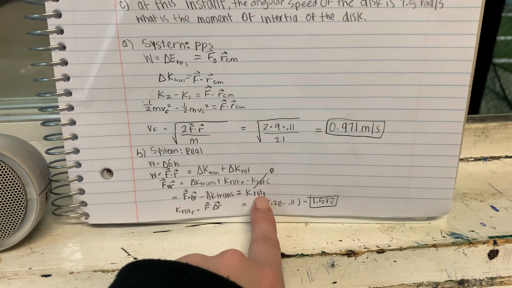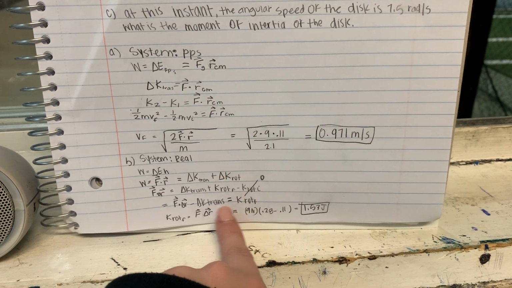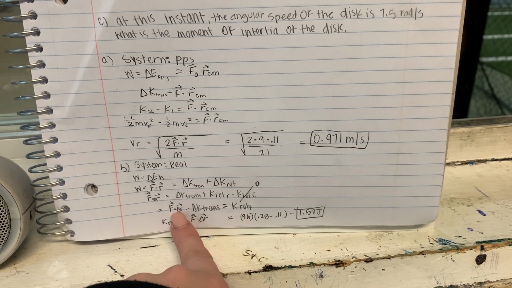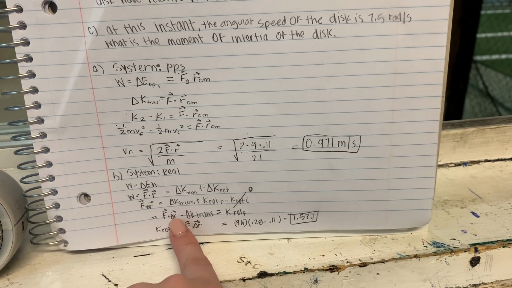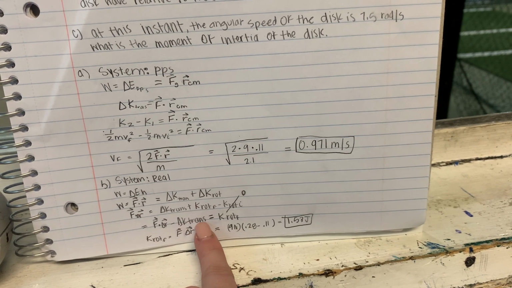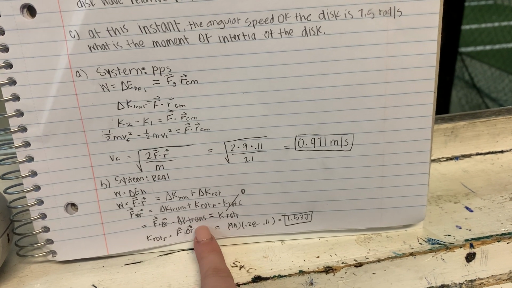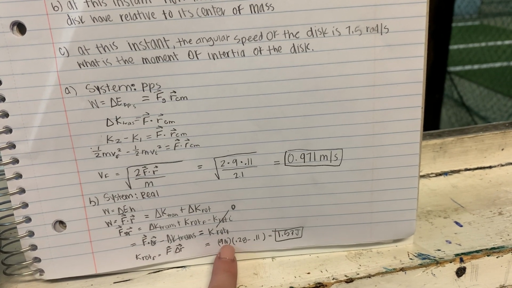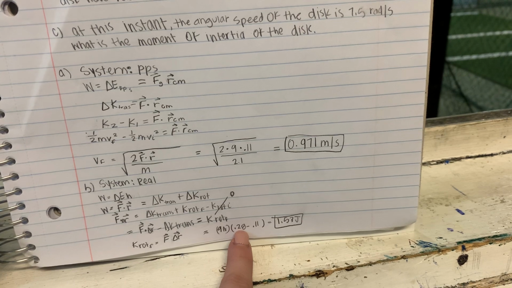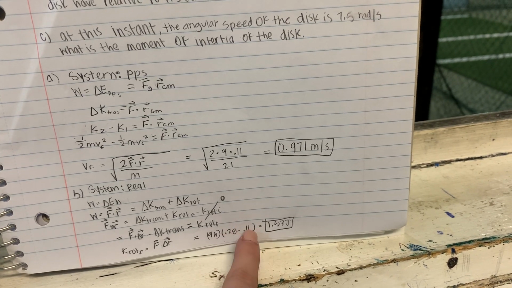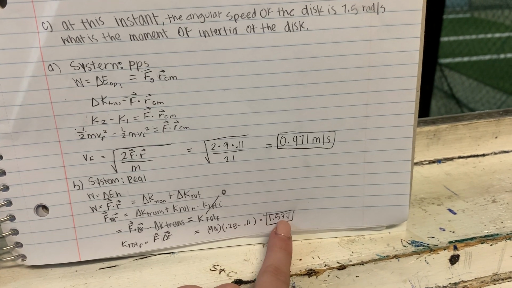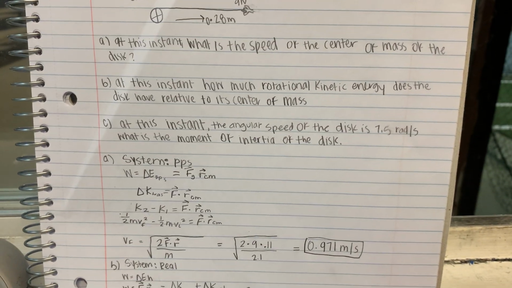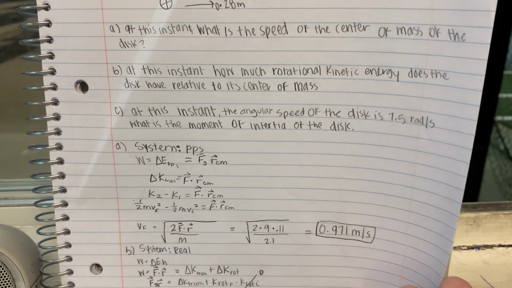We're solving for rotational, so K rotational is going to be equal to the work, which is force times change in R, minus the change in translational kinetic energy. So K rotational is equal to 9 newtons, which is our force, times 0.28 minus 0.11, because that's the distance, and we end up with 1.53 joules. So that is how much rotational kinetic energy the disc has.